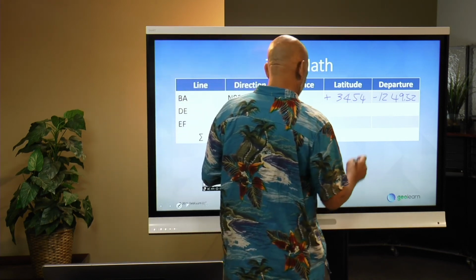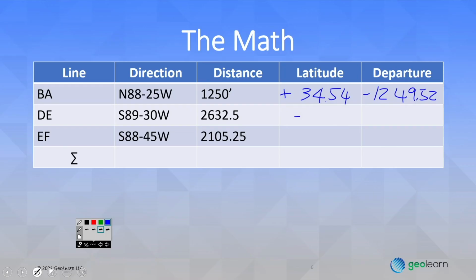Then for the next line, we have a negative 22.97 and a negative 2632.40.